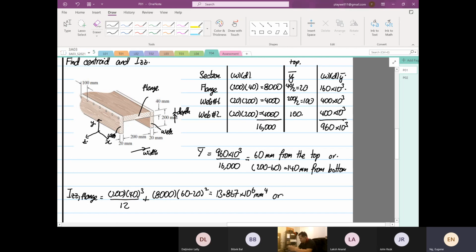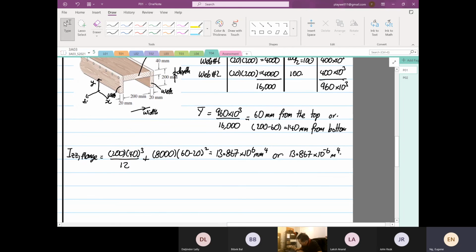Or I'm going to check again. So whenever you do calculation, you have to check. Okay, 8,000 times (60 minus 20) squared, 13.867 times 10 to the power 6 millimeters 4, or 13.867 times 10 to the power minus 6 meter 4.